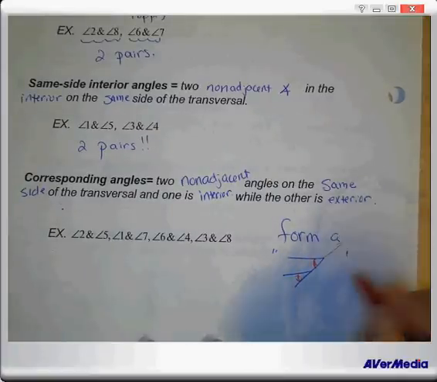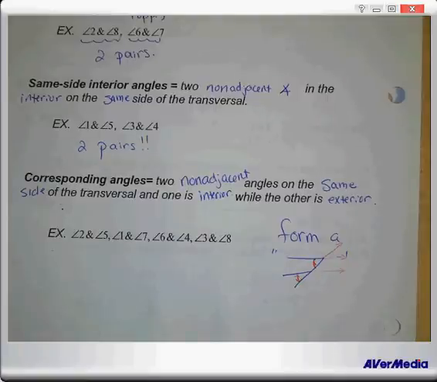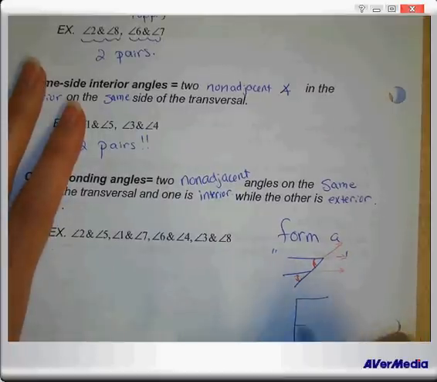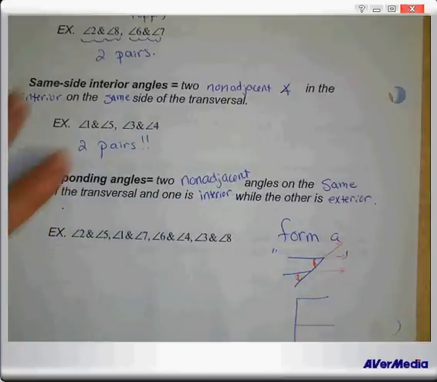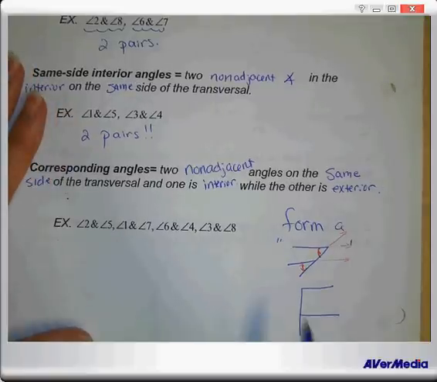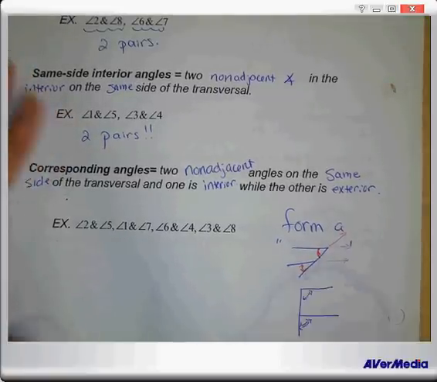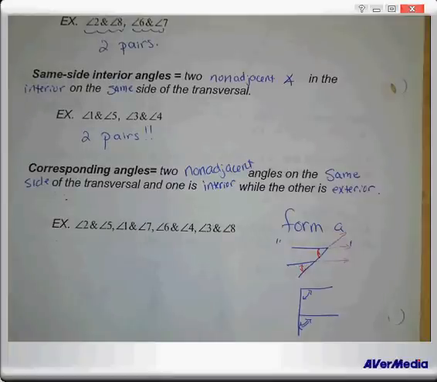Well, I could always extend these if I need to. But it's always going to be some sort of F shape. And the reason why it's an F shape, you need to remember, it's going to be on the same side of the transversal. So I'm working with this one here and that one right there. Those are going to be corresponding angles. So corresponding means they go together. They're going to be on the same side. One interior, one exterior, and they're non-adjacent.